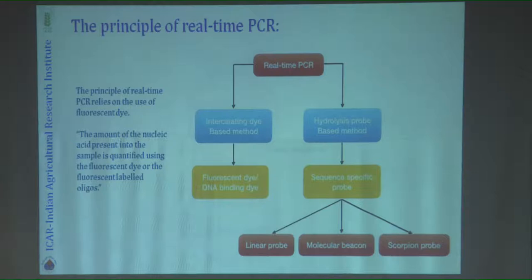The kind of fluorescent dye which you select is very, very important. The amount of nucleic acid present in the sample is quantified using fluorescent dye or fluorescent labeled oligos. When we talk about probe-based methods, we talk about fluorescent labeled oligos, but otherwise we use the fluorescent dye directly. So we have the real-time hydrolysis probe-based method, where sequence-specific probes are used, which could be a linear probe, a molecular beacon, or a scorpion probe. And when you use an intercalating dye, which gets into the minor and major grooves of the DNA, we call them fluorescent dyes or DNA binding dyes. So these are the two major types.